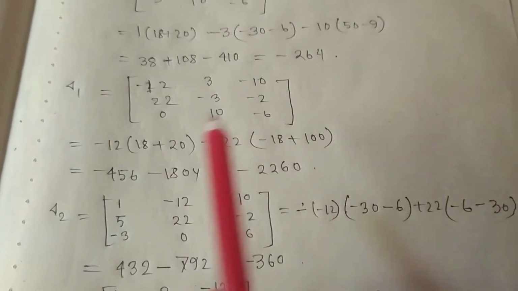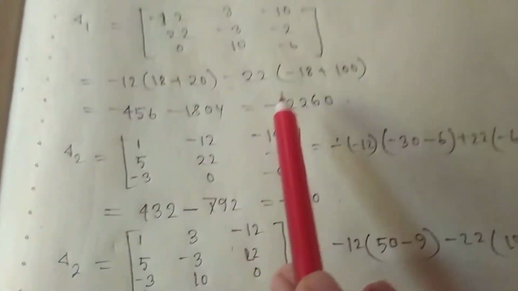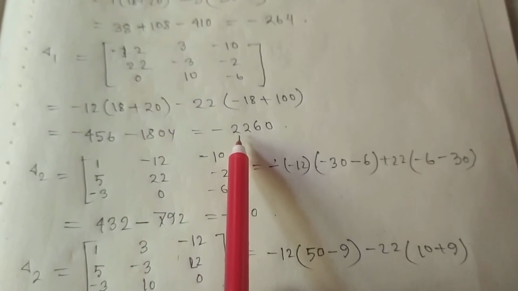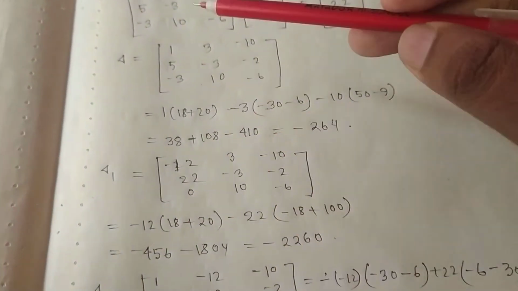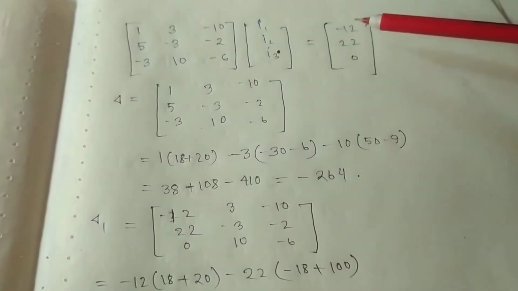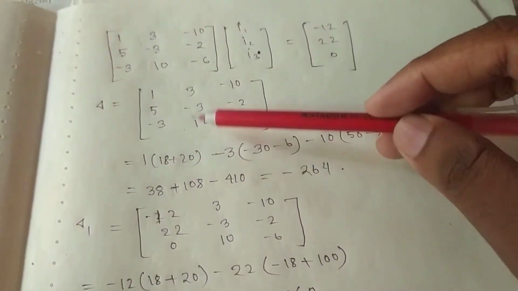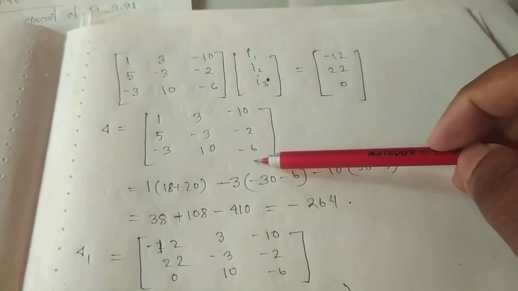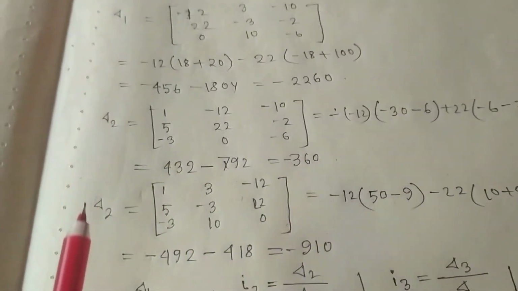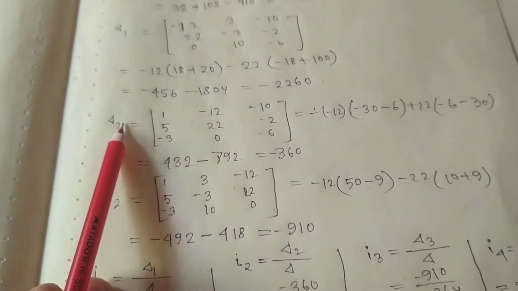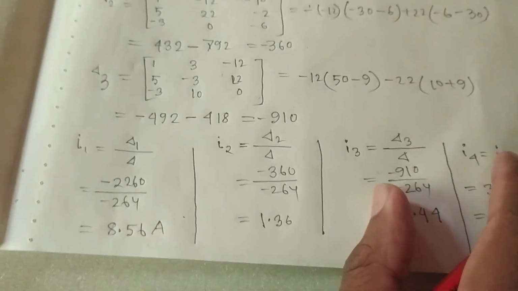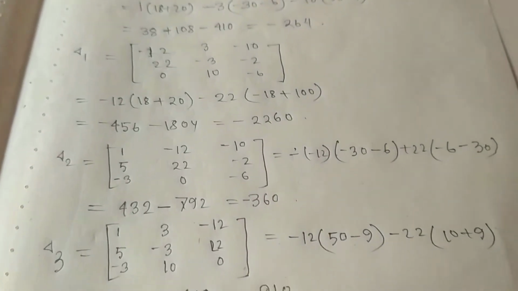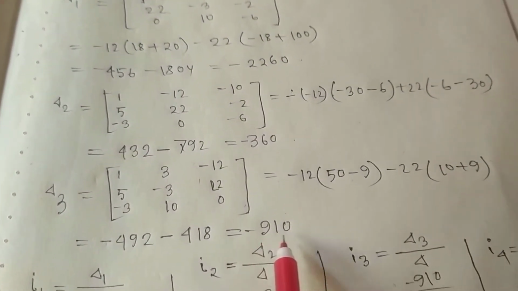Same rule, use Cramer's rule to calculate del 1. Easily calculate del 1 equals minus 2260. Then del 2 is calculated the same way, setting the constants in each column. Sorry, it is del 3. Next I calculate del 3, whose value is minus 910.